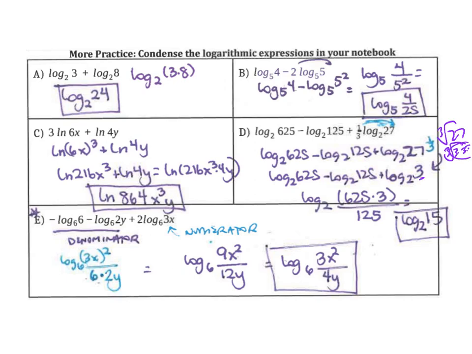Then the 625 minus log base 2 of 125 plus log base 2 of 3. So the positives will multiply, 625 times 3. Then the 125 goes in the denominator position. Okay, so now it's a single log, and then you evaluate the numbers. So 625 times 3 divided by 125 gives you log base 2 of 15.